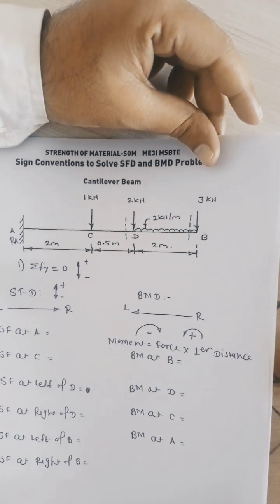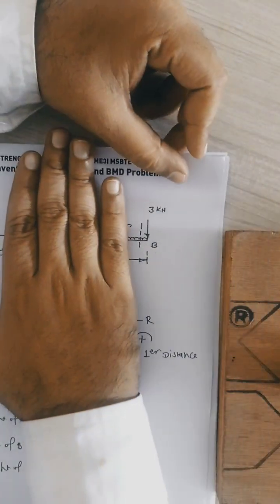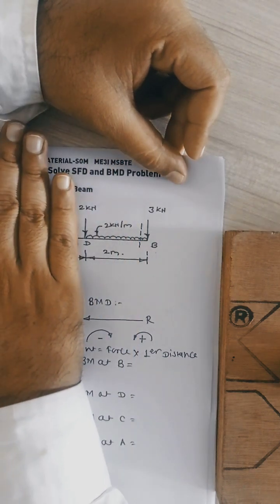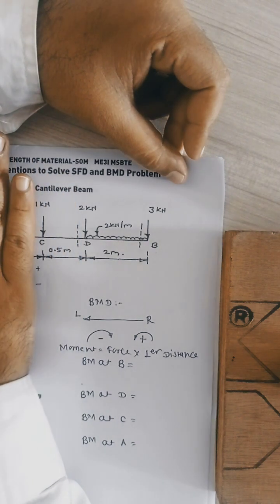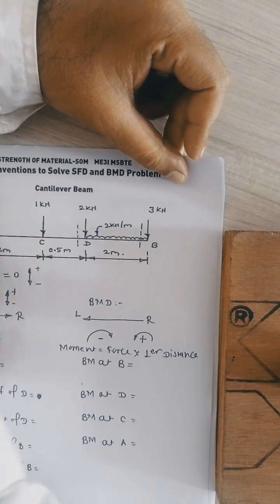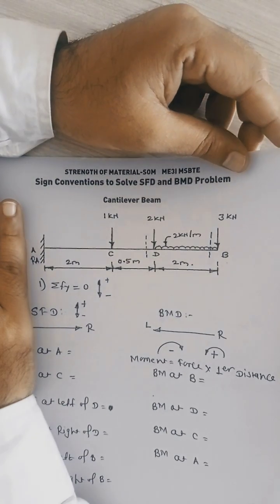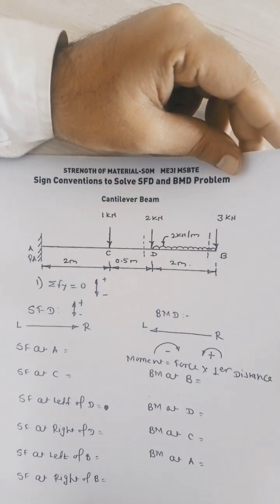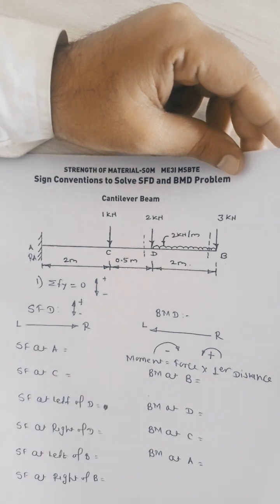Look at the sign convention. BM at B means we will calculate the moment up to point B. BM at D means we will calculate the moment up to point D. BM at C, we will calculate the moment up to point C. BM at A means we will calculate the moment up to point A. This left and right concept is only used in SFD calculation, not for the BMD calculations.